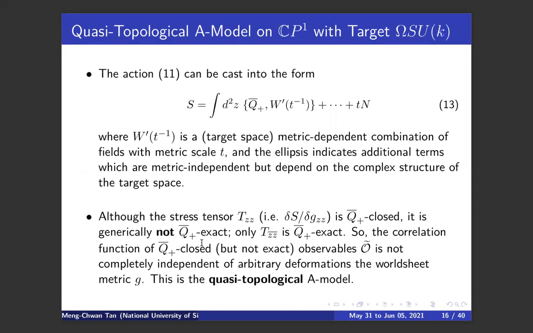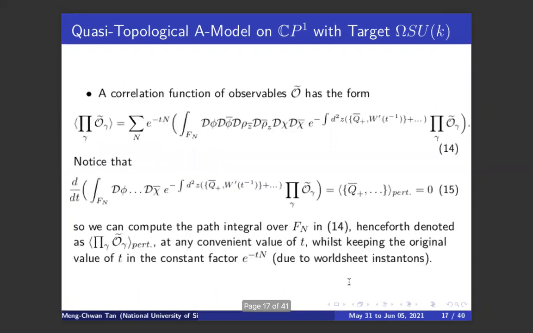In the topological case, both are Q exact. So if you act on an observable to check whether it has any Z dependence, there is none. And if you use the other to check whether there is any Z bar dependence, there is also none, because both are Q exact. Q exact is equivalent to 0, so when you act on it, it's 0. But in the case of the quasi-topological sigma model, the A model, the operator observables contain a Z dependence, and therefore they are not completely independent of arbitrary deformations of the worldsheet.